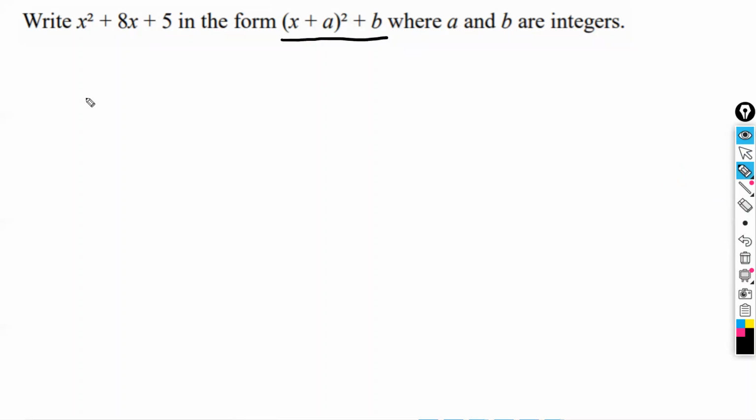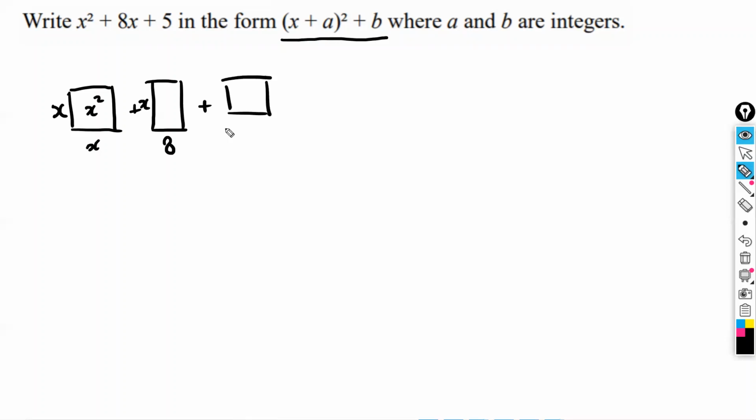Now, if I use the shapes again, I can rewrite x squared as a square, or I can draw x squared as a square with base x and height x, plus a rectangle with a height of x and width of 8, plus a rectangle, again not drawn to scale, with an area of 5. So we can just use, say, 2.5 and 2 for this. But this rectangle here is not very important.